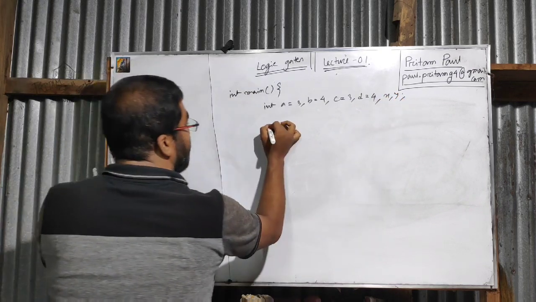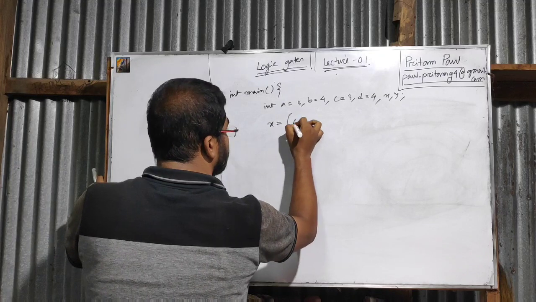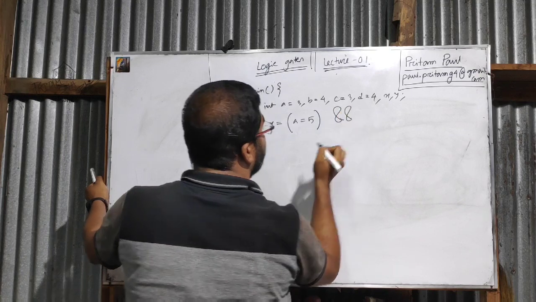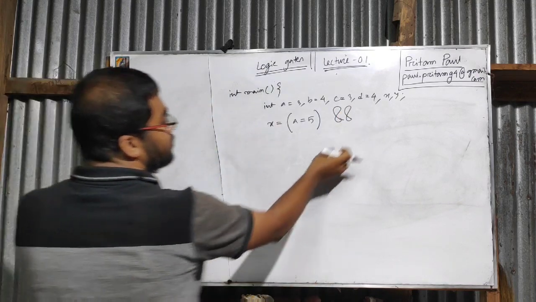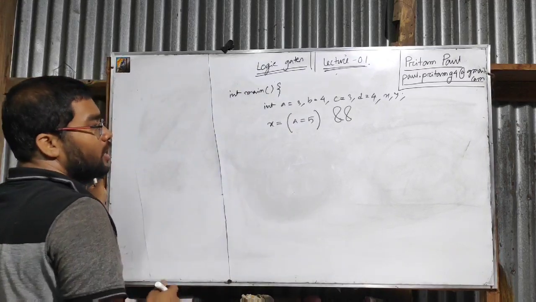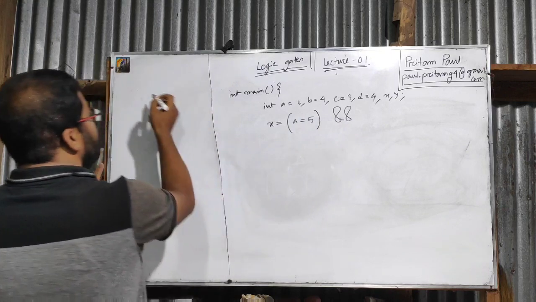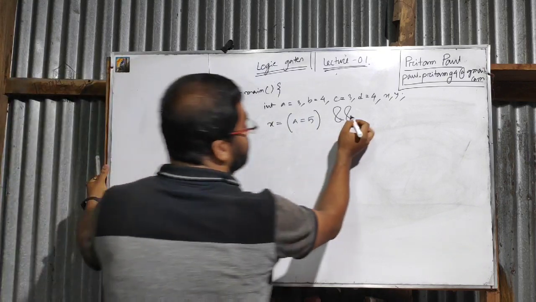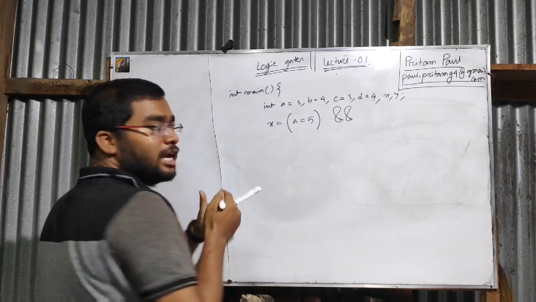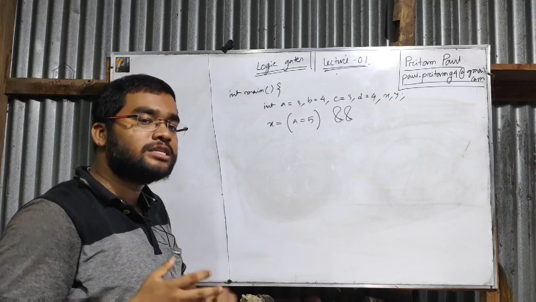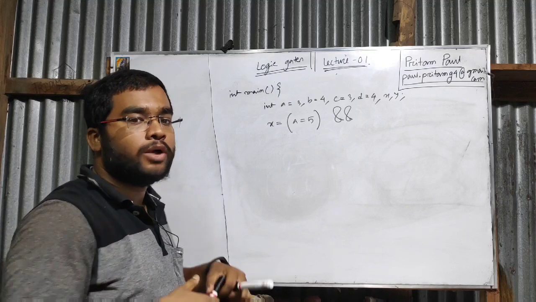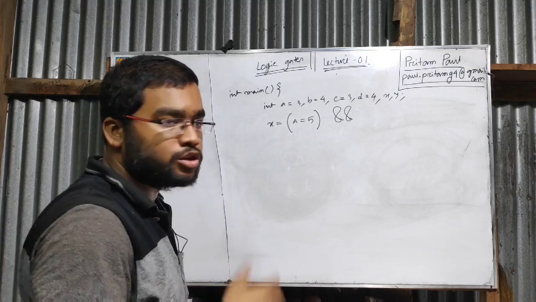Now if I write X equal to A equal to 5, and, okay, I have not yet said that this is logical AND. You will get to know about it in the C programming lectures. Those who know C programming might know that this is logical AND. Logical AND means AND gate. In the C programming lecture I will describe what is logical AND and bitwise AND, logical OR or bitwise OR, logical NOT and bitwise NOT, or one's complement, whatever it is.